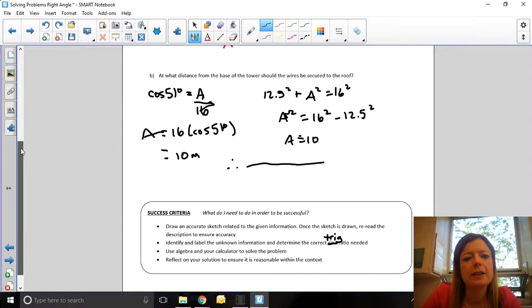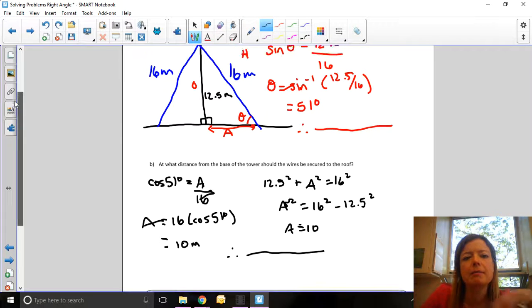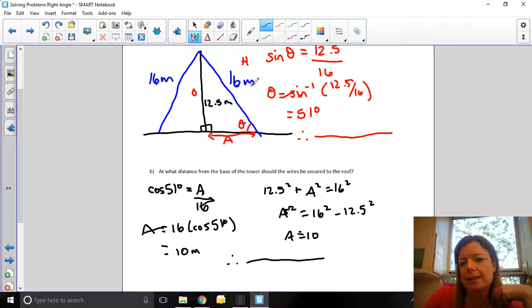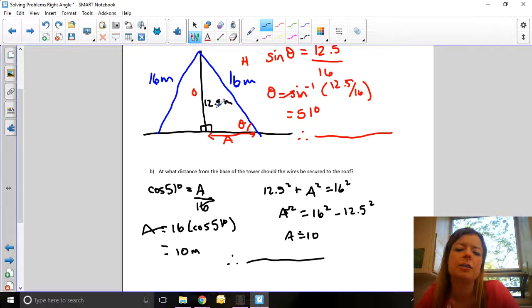So for this example back here, 10 meters makes sense because it's less than 16 meters. It has to be less than the hypotenuse, but it's still within the range of how big these numbers are. If it was like 1 meter, you would think that doesn't make sense. If it was only 1 meter, then this angle would have to be way higher than 51 degrees. Okay, so that's solving problems in the real world with right angled triangles.